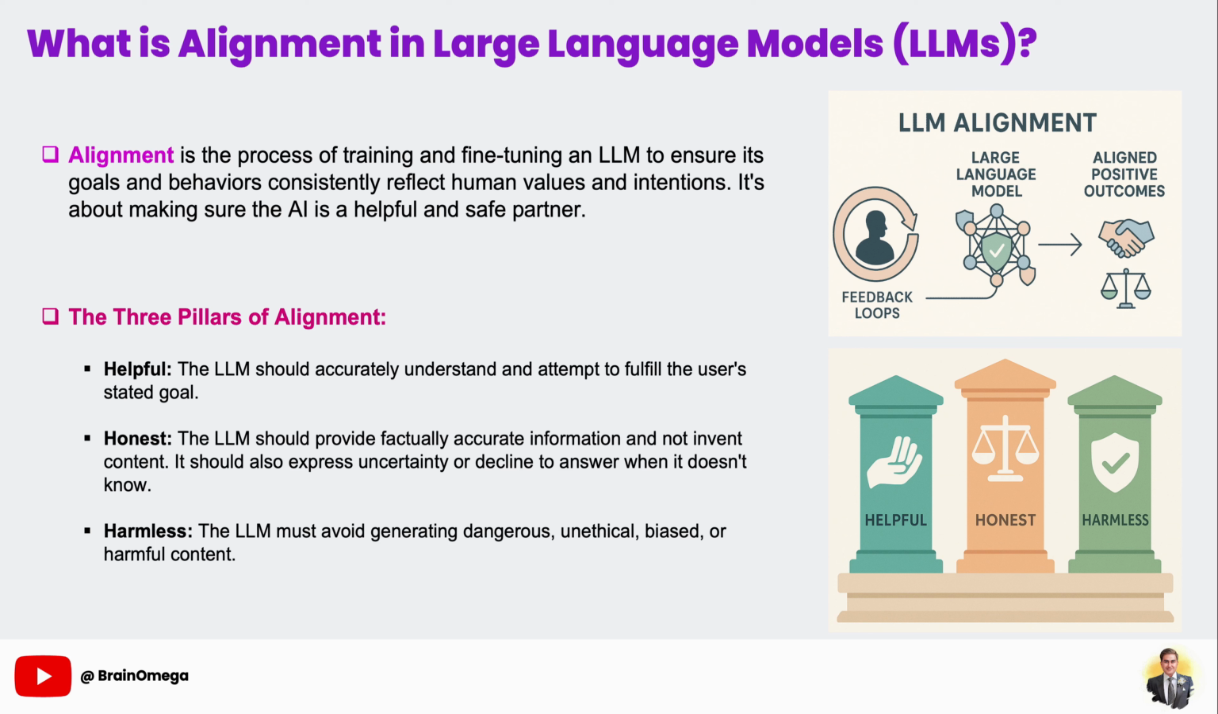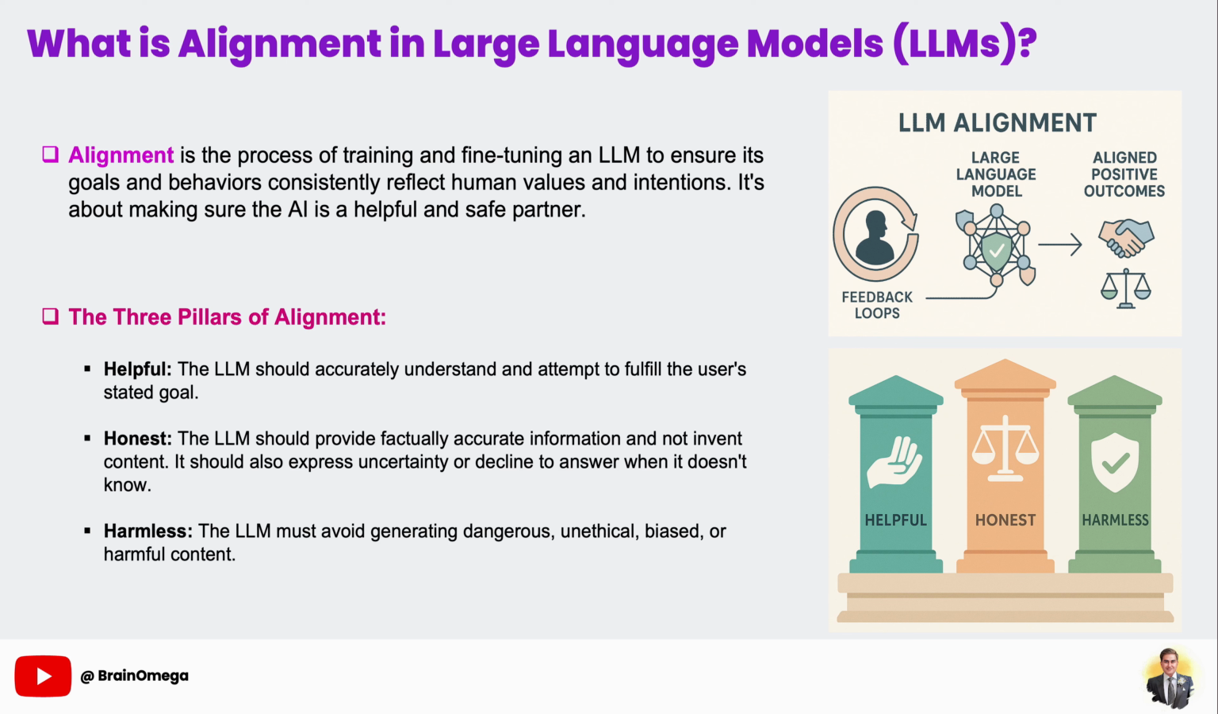At its core, alignment isn't just about making an AI smarter, it's about making it wiser and more responsible. As you can see on the slide, alignment is the dedicated process of training and fine-tuning an LLM so that its actions and responses are consistently in sync with human values and intentions. The ultimate objective is to sculpt these powerful models into partners that are not only helpful but also fundamentally safe to interact with.